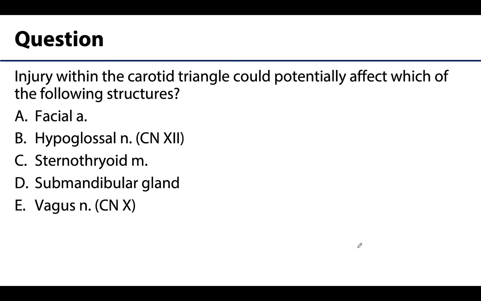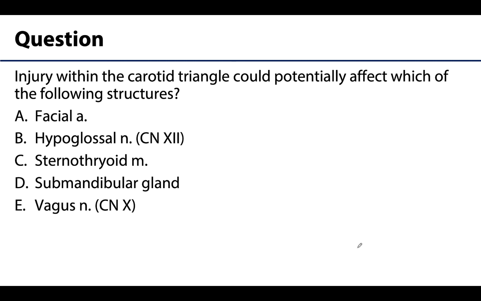Injury within the carotid triangle could potentially affect which of the following structures? Is it the facial artery, the hypoglossal nerve or cranial nerve 12, sternothyroid muscle, submandibular gland, or the vagus nerve or cranial nerve 10? So pause the video if you need to think this through. Try to answer this without going back through the slides. Try to see where your knowledge is at.